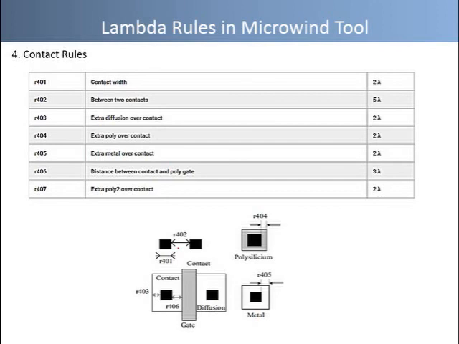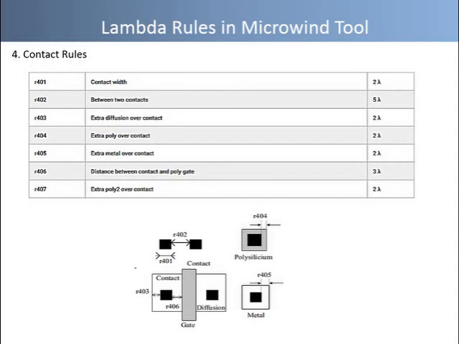Rule 402 states that the minimum separation between two contacts should be at least 5 lambda. According to Rule 403, a diffusion region must be extended beyond the contact by at least 2 lambda. And if a contact is placed over a polysilicon, then according to rule 404, there must be an extra poly over the contact by at least 2 lambda. Similarly, according to rule 405, the extra metal must be deposited over the contact on each side by at least 2 lambda.